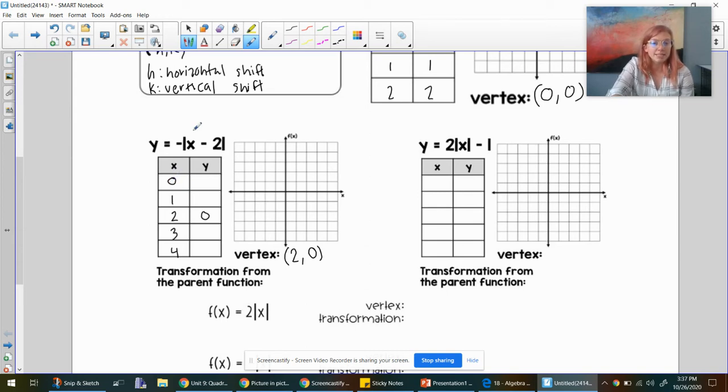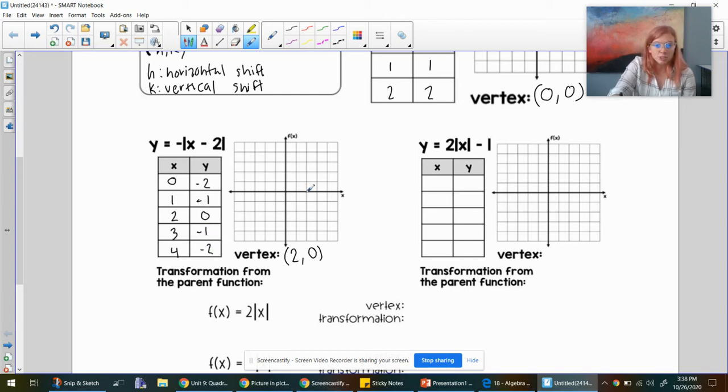If I substitute in 0, 0 minus 2 is negative 2. The absolute value of negative 2 is positive 2, but then I'm making that negative, so it's back to negative 2. Same thing with 1. 1 minus 2 is negative 1, but the absolute value makes it positive, and the negative sign makes it negative. So I can go ahead and finish up this chart.